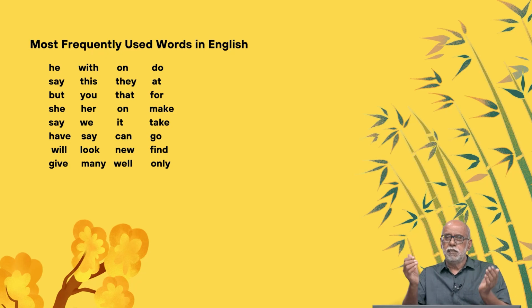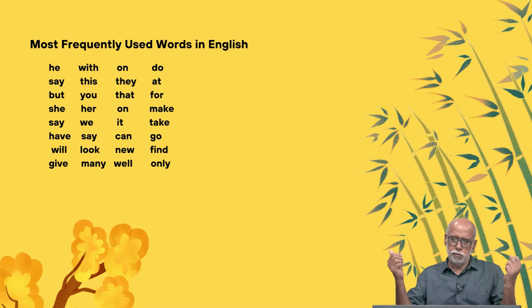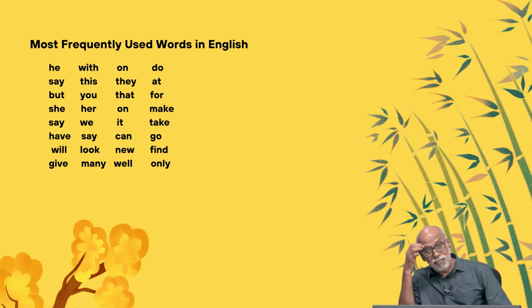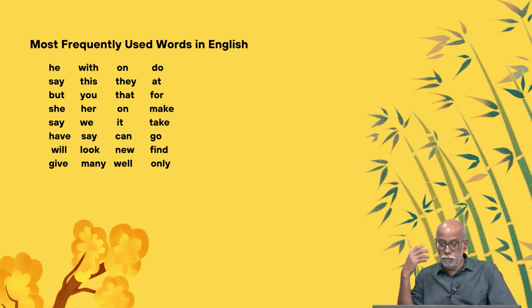Corpus means body, a collection of words. So, if you look at some of the most frequently used words, you will find these among the first 100, and if you take 1,000,000 words, it is quite possible that these words have been used at least 10,000 times or 8,000 times or 5,000 times. These may be among the first few words that you learn when you learn English as a second language or even as a mother tongue, right?